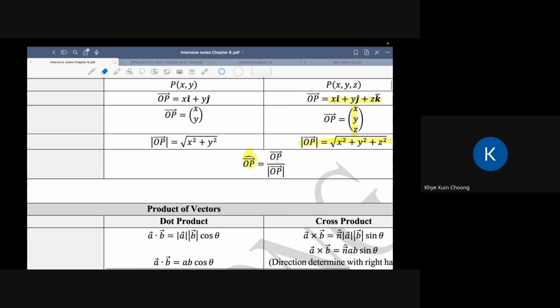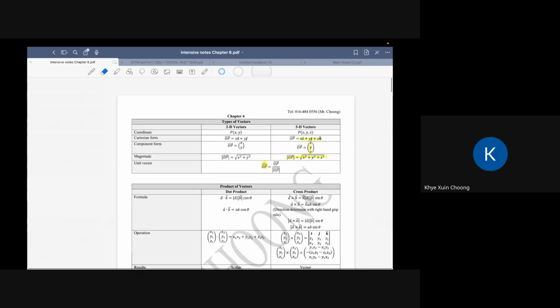Unit vector is just the vector divided by its magnitude. So the magnitude of a unit vector is 1.